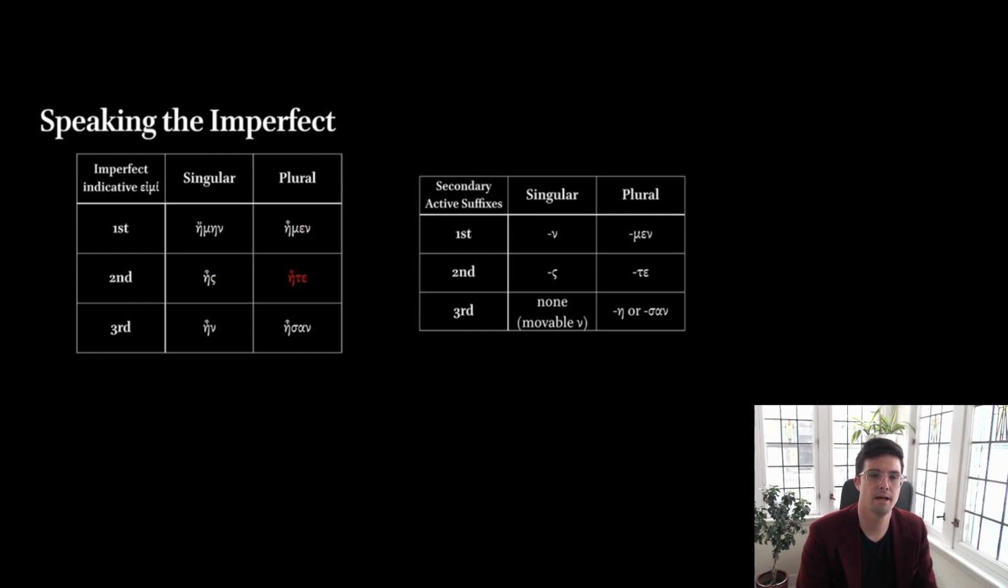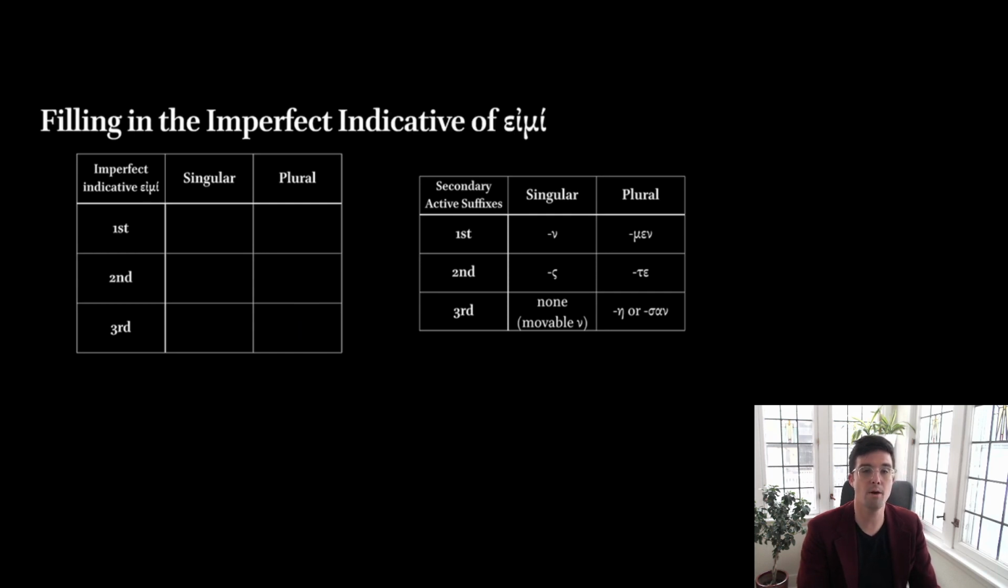And now I want you to see if you can, having taken away these imperfect indicative forms of eimi and having said them, and if you want to go back about 30 or 45 seconds and do that again a couple of times, that might be a good thing for you to do. But what I want you to do is fill out on your whiteboard. Remember, you can make a simple little chart like this on your whiteboard and fill in these forms of eimi in the imperfect indicative.